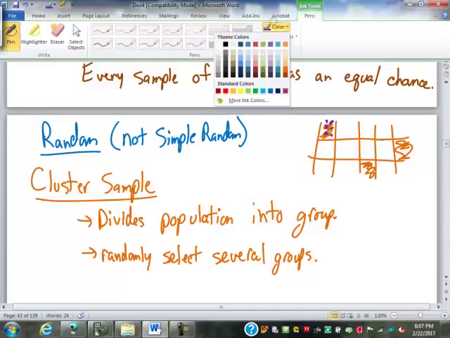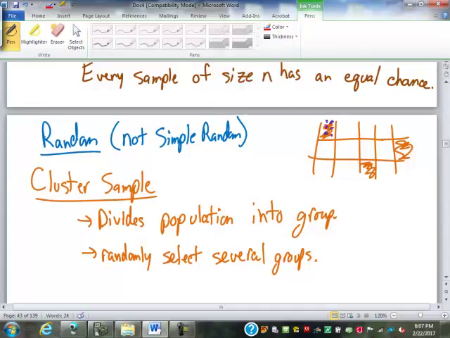Otherwise, it would be really a logistical hazard to have one here, one here, one here, one here, jumping all over the place, in and out of the vehicle. It's just a huge expense and a huge hassle. So it makes sense in a lot of cases to choose groups and then get information from that whole group each time.